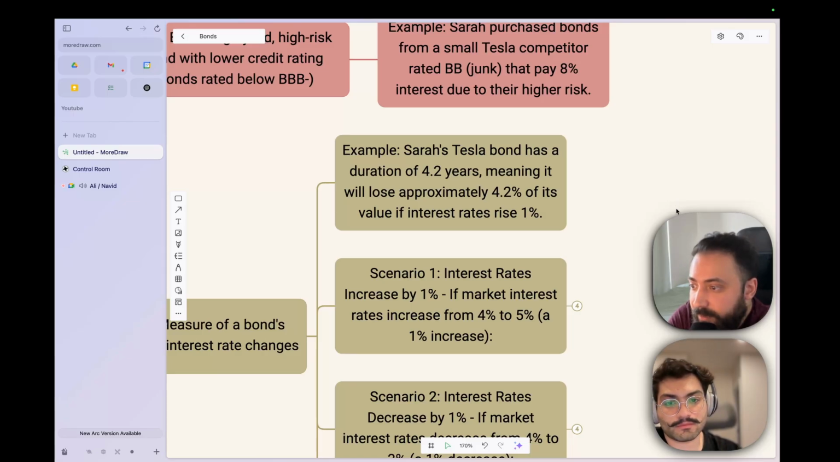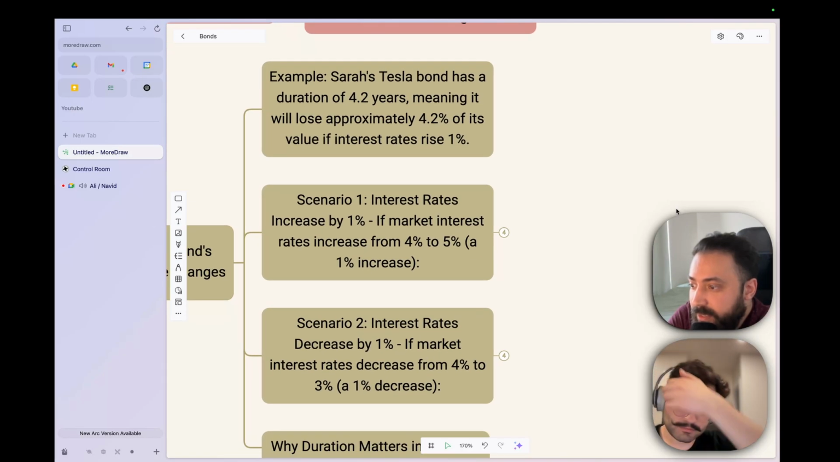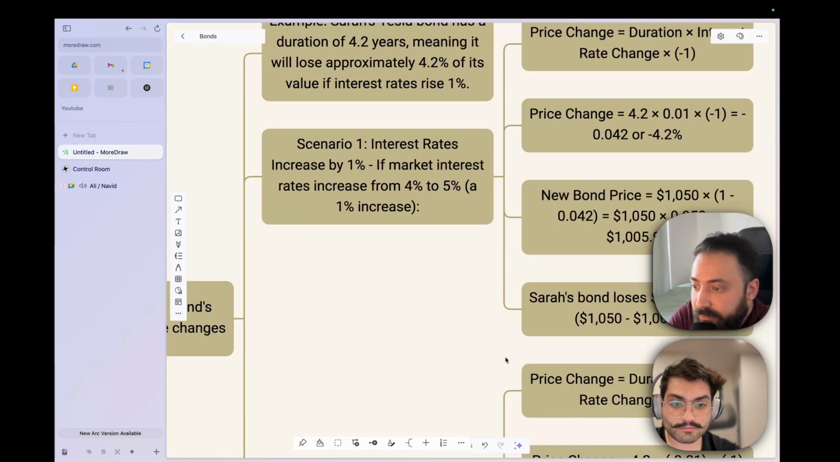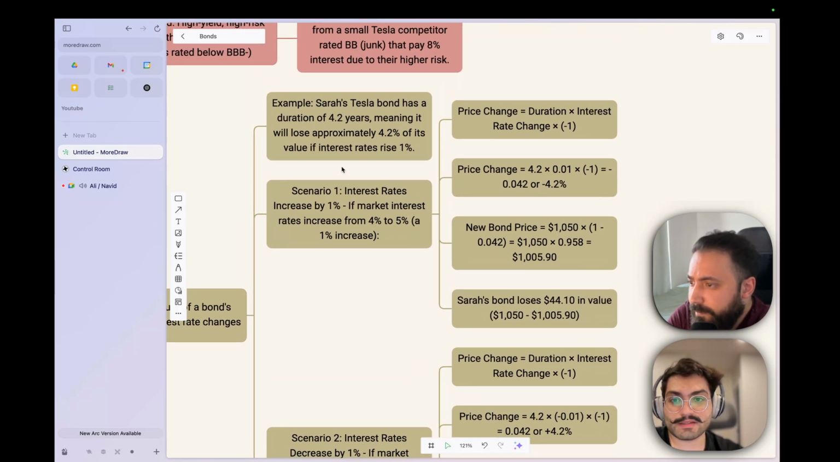On the other hand, if the interest rate decreases by 1%, then the market interest rate will decrease from 4% to 1%. This is in market interest rates, right? The interest rates that either the Bank of Canada introduces, or those of similar bonds. What is their current price?